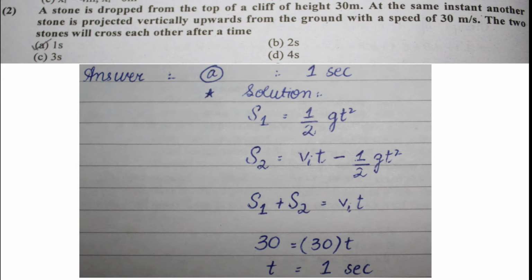We are going to add S1 and S2. Suppose S1 is equation 1 and S2 is equation 2. We are going to add equation 1 and 2. We will get S1 plus S2 is equal to v i t after some calculations and cancellations. Okay, so the final answer, as we have to find the time, will be 1 second, option A.